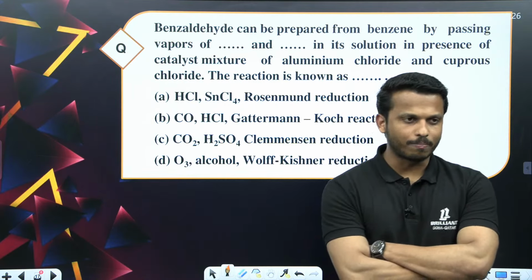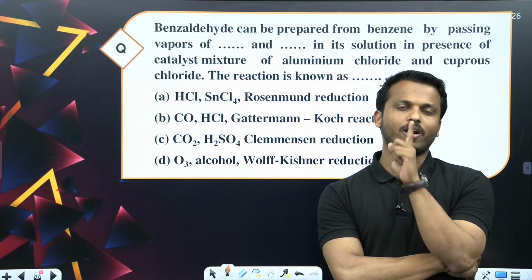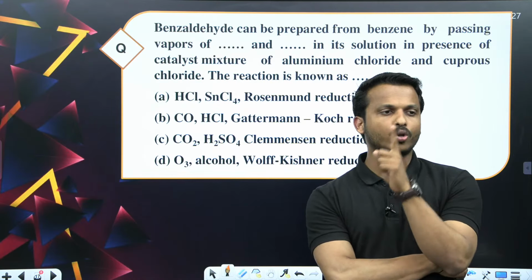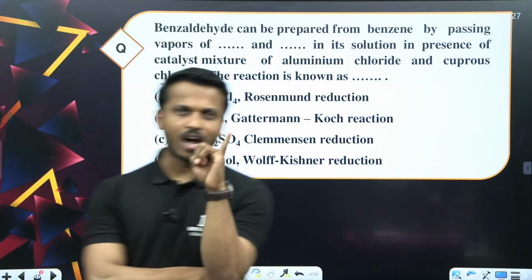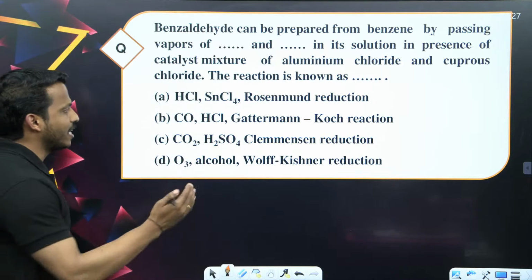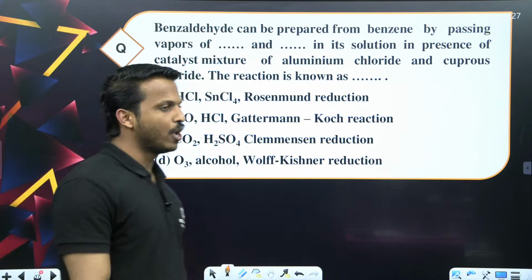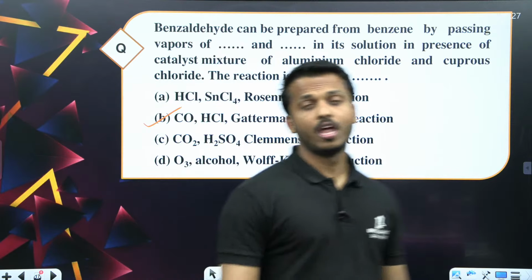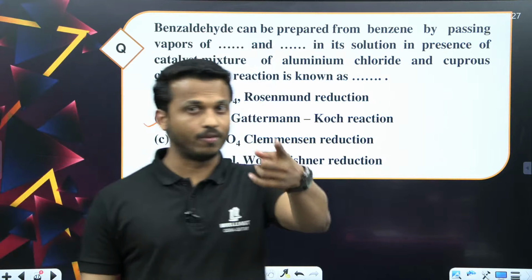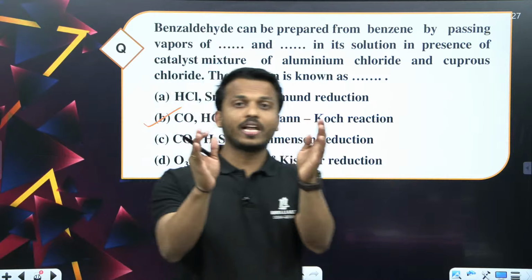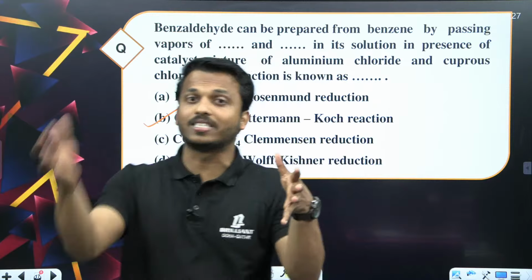Benzaldehyde can be prepared from benzene. Benzene to benzaldehyde, we studied one reaction that is called the Gattermann-Koch reaction. What are the Gattermann-Koch reaction reagents? Carbon monoxide, HCl, anhydrous AlCl3 and CuCl, right? The answer is option B, Gattermann-Koch reaction. Be very careful, dear all. When they give the options, maybe the Gattermann reaction will also be there. Gattermann-Koch reaction means benzene to benzaldehyde.